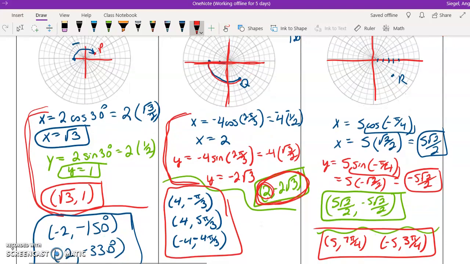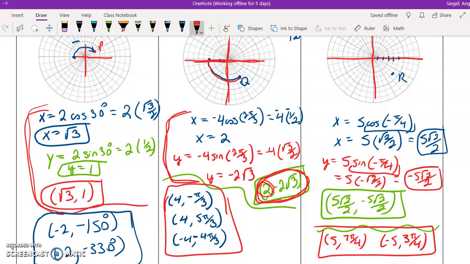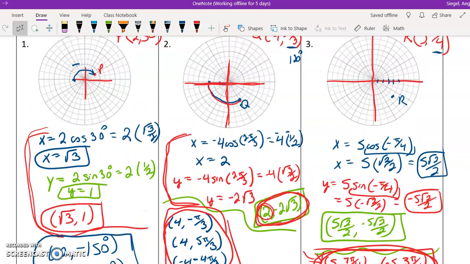And then the last thing I did for both of these was I found some more coordinate points. So here I just found 3. We just needed to find 2. Over here I found 2. So go ahead and look those over. And if you have any questions, reach out, let me know.